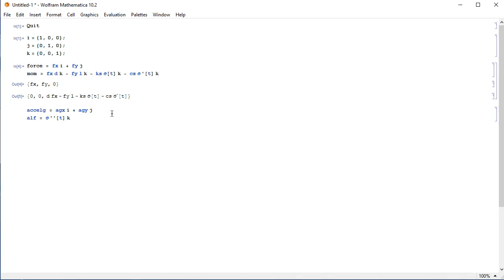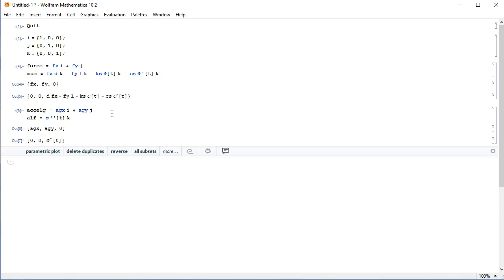ALF is the alpha, the angular acceleration. And so I'm saying it's theta double dot in the K. So I think it's accelerating in the counterclockwise direction. So that's my accelerations. And now I'm going to formulate my equations. Okay, so here's an example of how to do that.